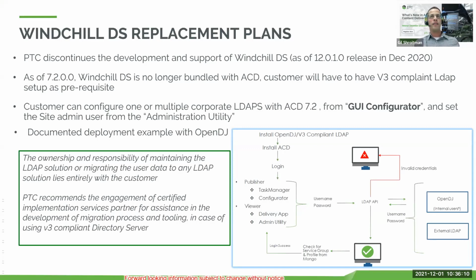What this means is that you will need to download, install and set up this component prior to installing Arbortext Content Delivery. And the way to configure it will be through the existing configuration point that you are familiar with from existing versions, through the GUI configurator and the administration utility.